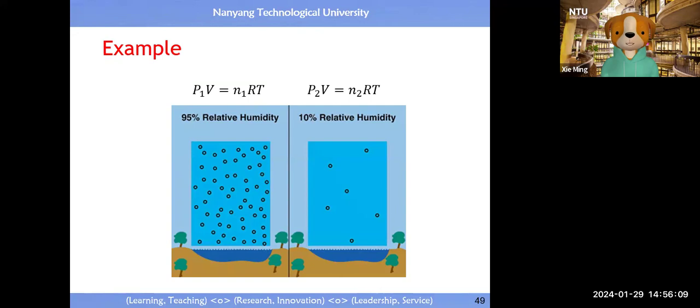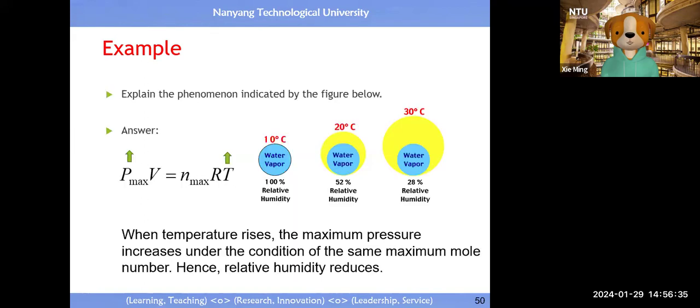Let's say inside a space you have 95% relative humidity. Okay, so you have a pressure, but the volume is the same. You see V is the same, temperature is the same. Only P1, N1 is different. P2, N2 is different. So for the second scenario, same volume, humidity just 10%, right? Then you compute the ratio, then you can have a feeling. So our body can remember. And this is just background knowledge for you to know, right?